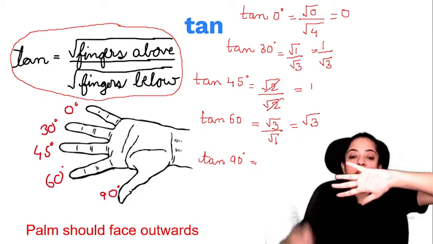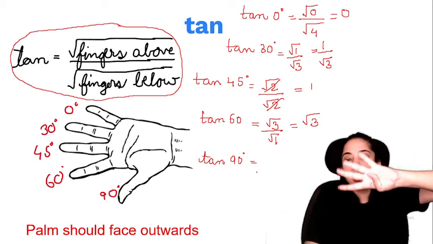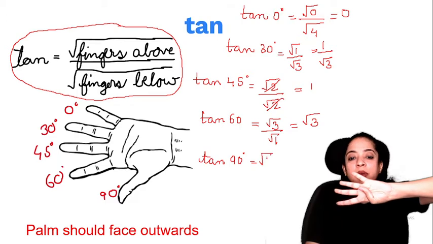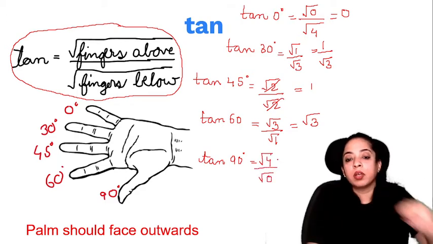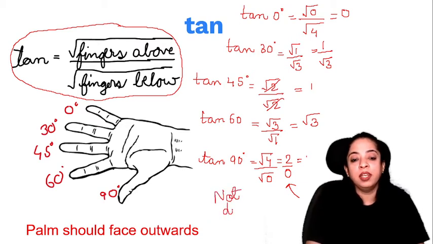Now pay attention. 0, 30, 45, 60, 90. Fold this. How many fingers above? 4 fingers above. How many fingers below? There are 0 fingers below. Okay. So this becomes 2 by 0. Now remember, whenever there is a 0 in the denominator, you cannot divide any number by 0. So this is not defined. Tan 90 is not defined, or we can say undefined, or we can say infinity.